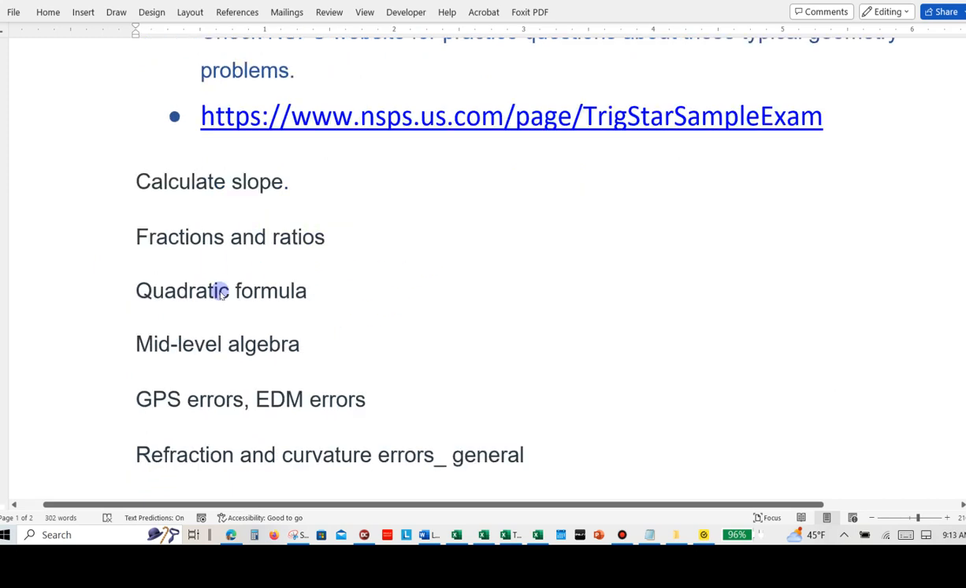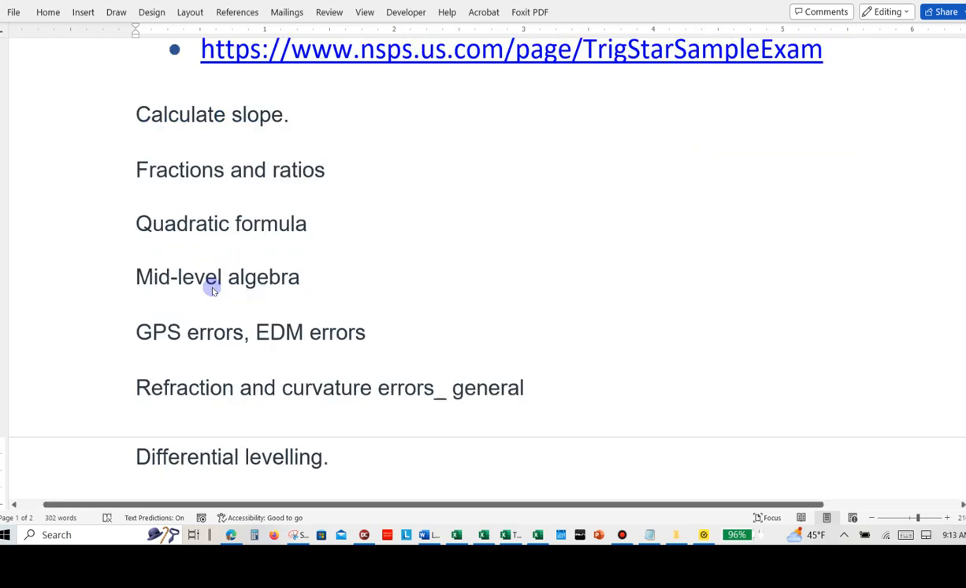Calculate slopes, fractions and ratios, quadratic formula. I think I just put that because it's in the book. You could do a search, and that's the vertical curve alignment stuff. Maybe area stuff. I doubt it. I don't know. But just be familiar with it.